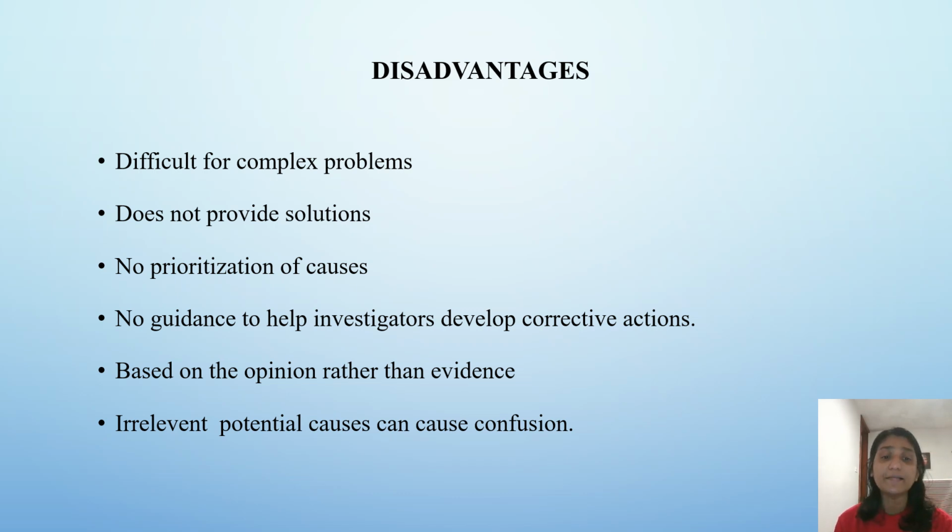And no prioritization of causes can be found with this diagram, because we don't have any idea or guidance on which causes we need to give priority. And this is always based on opinion rather than evidence, and sometimes unimportant potential causes lead to confusion.